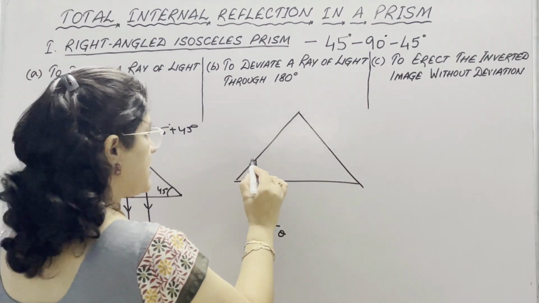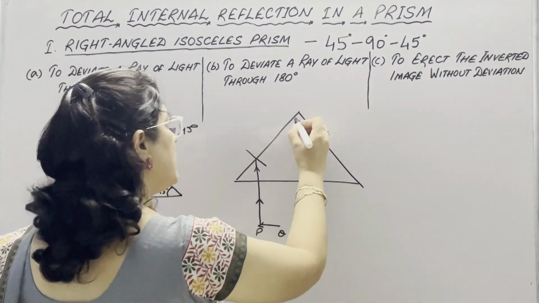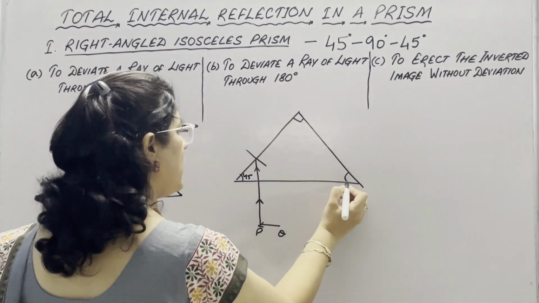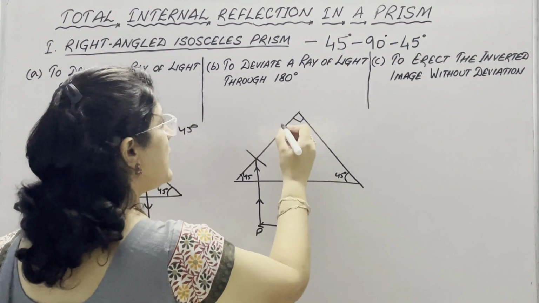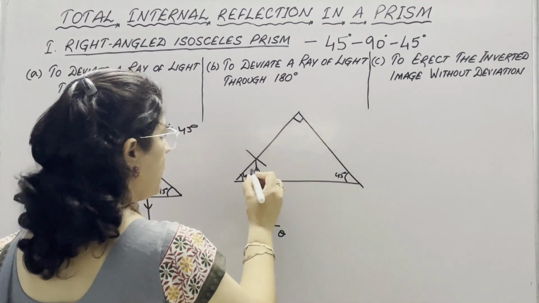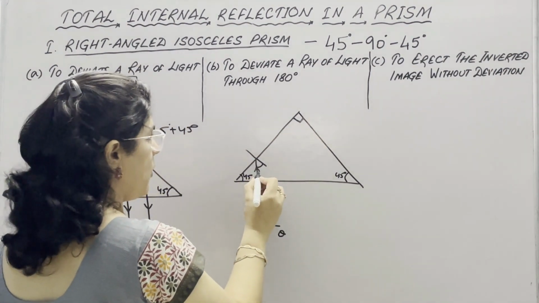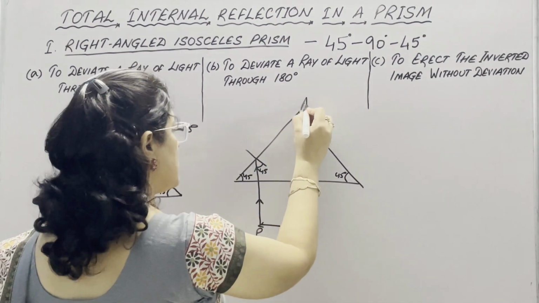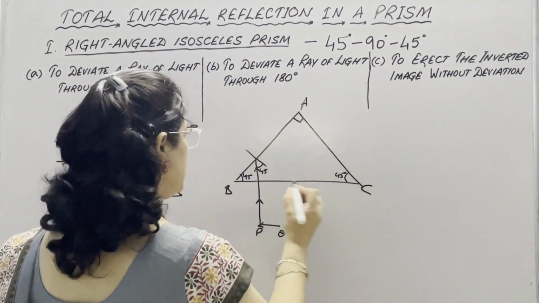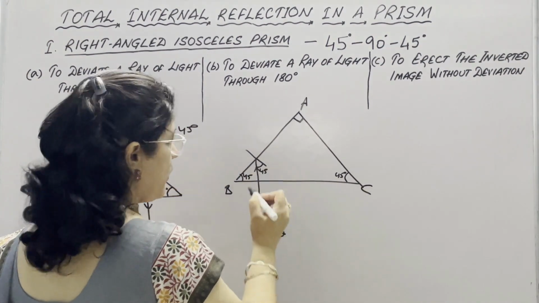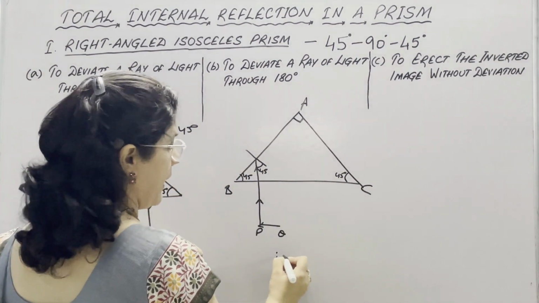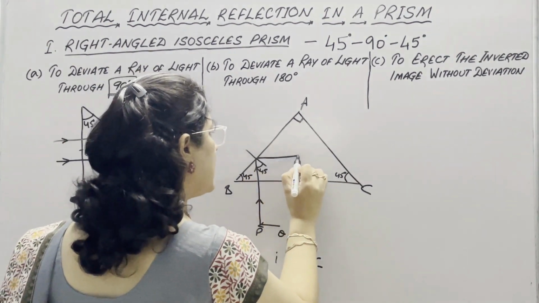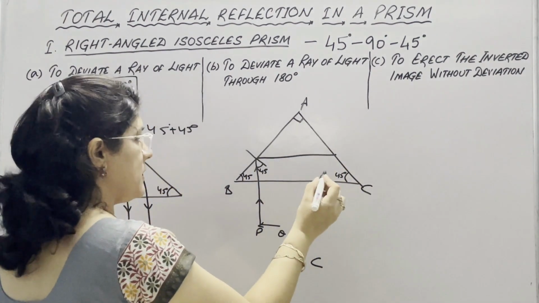When it strikes this surface here, this angle is of 90 degree and this is 45 degree, and we know that angle other than 90 degree is our angle of incidence, so makes an angle of 45 degree with this side. Suppose this is ABC. Now when this angle is 45 degree, it means again angle of incidence is greater than critical angle, so it goes like this in the prism parallel to the base.